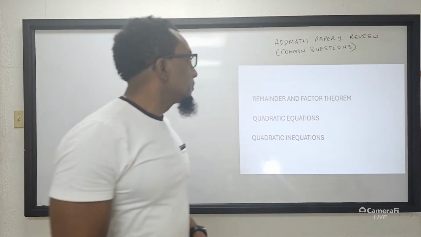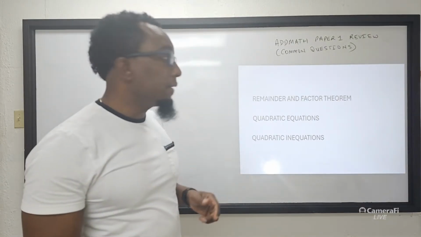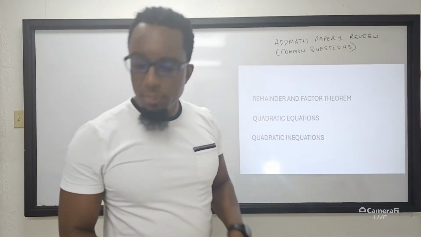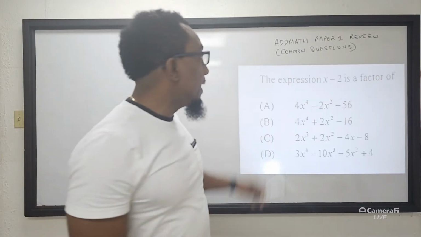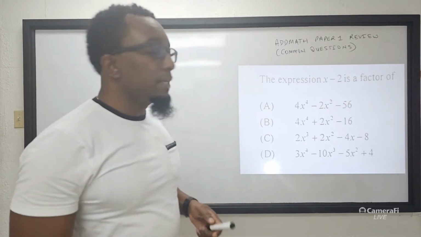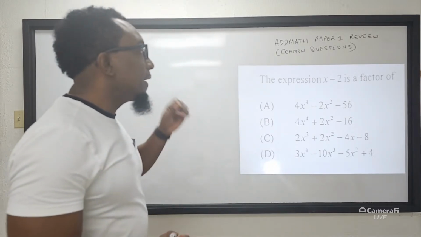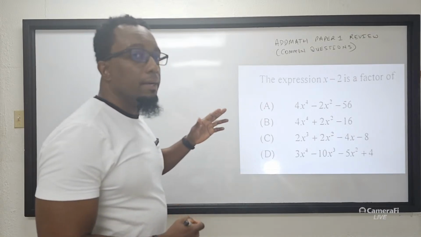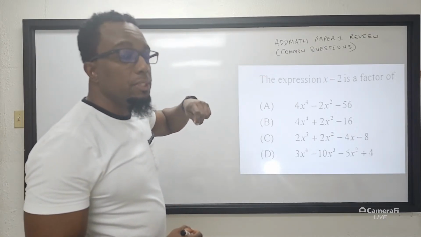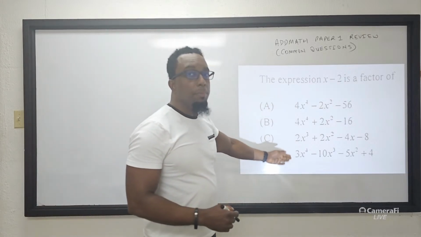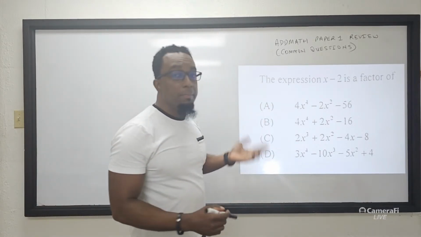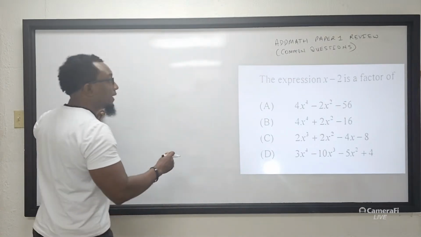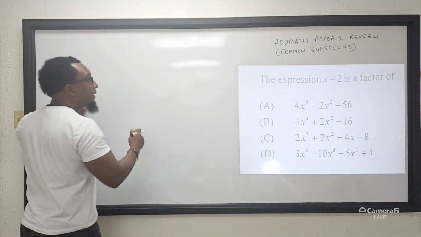So looking at first questions on remainder, factor theorem, quadratic equations, quadratic inequations. That's what you normally see in terms of the order and format in the paper. So we have here the expression: x minus 2 is a factor of. So if x minus 2 is a factor, it means the remainder, when I divide x minus 2, which is your divisor, into any one of these polynomials, which is your dividend, my remainder should be 0. So which one of those will give me a remainder of 0? So let's try the first, A.